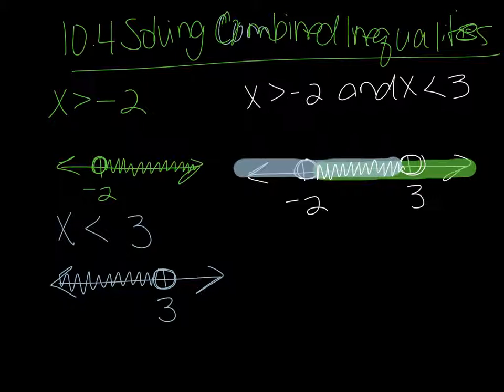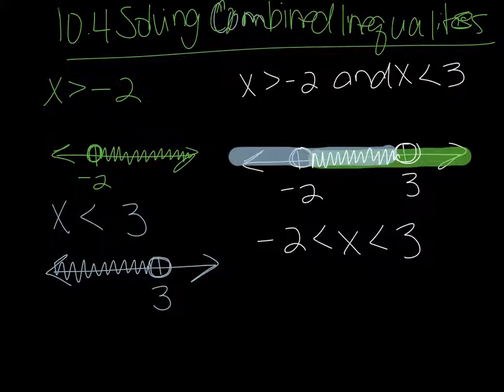Now, the difference today is if it's an and statement, they're not going to write it like this. We've already seen this, though. Instead, they're going to say -2 is less than x, which is less than 3, and they're going to write it in one statement. But look, x is greater than -2 and x is less than 3. So that's what these are going to look like today.